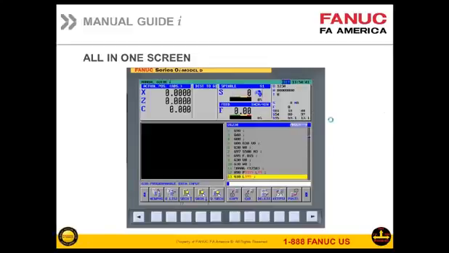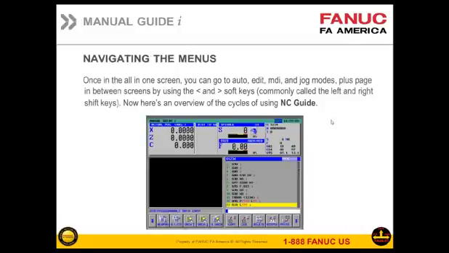And then once you get into your all-in-one screen, you can then navigate the menus within Manual Guide I. And you can go to a variety of different modes. You can go to Auto, Edit, MDI, and Jog modes, plus your MPG, then page in between the screens using the two arrow keys, the left arrow and the right arrow, which I call the left and right shift keys. And that's just what I call them, just for your information as we go through the rest of this today. That's what I mean by right and left shift, or the two arrow keys.